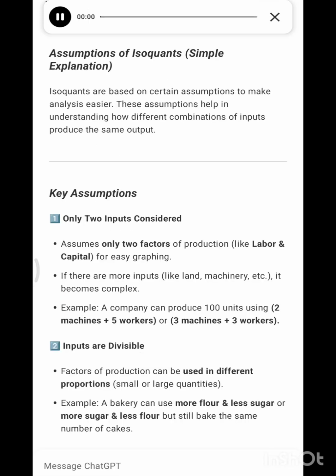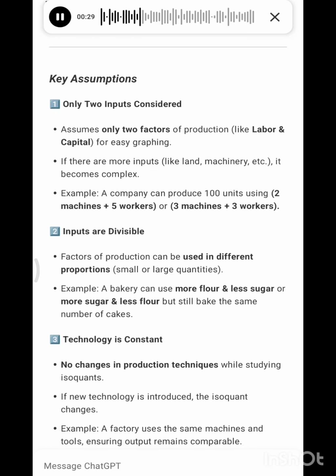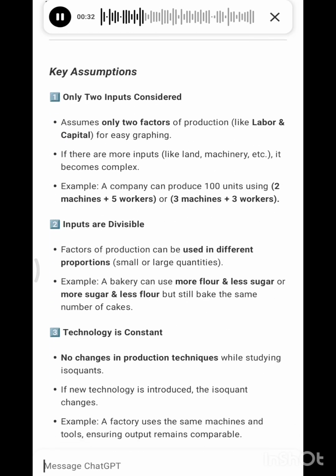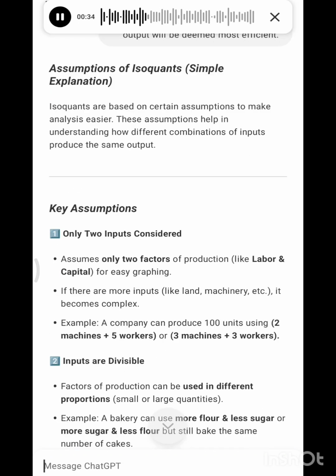Assumptions of isoquants, simple explanation. Isoquants are based on certain assumptions to make analysis easier. These assumptions help in understanding how different combinations of inputs produce the same output. 1. Only two inputs considered. Assumes only two factors of production, like labor and capital, for easy graphing. If there are more inputs like land, machinery, etc., it becomes complex. Example: a company can produce 100 units using 2 machines plus 5 workers, or 3 machines and 3 workers.